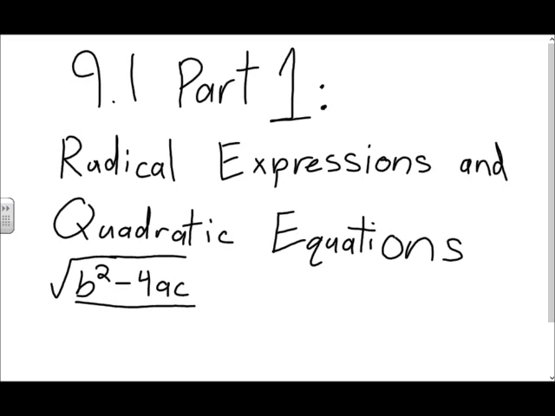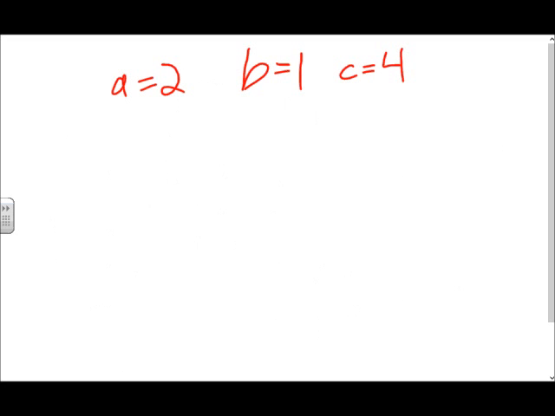And then quadratic equations are ax squared plus bx plus c equals 0. And a cannot equal 0. So if it equals 0, then there's something wrong and you can't solve it for anything. And now for the first example, this is for radical expressions.